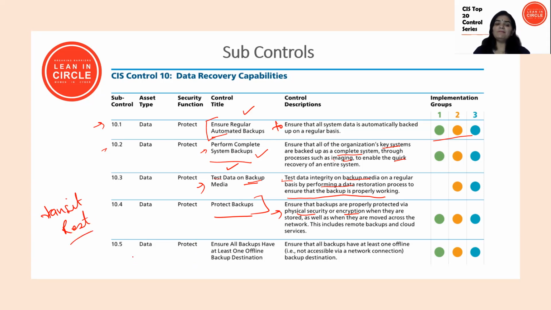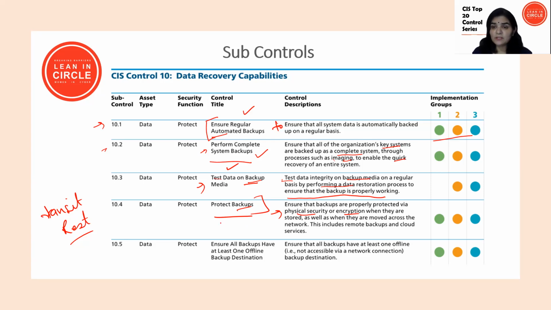Now, the fifth sub-control takes our attention to a different area where we know that attacks can be planned. There can be a situation where we are not able to access even the online stored backup, even the backup which we have stored on the media. Such a situation can happen.